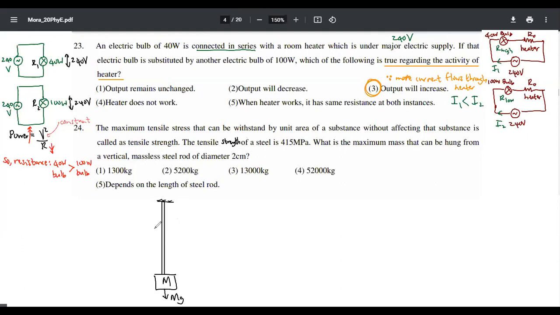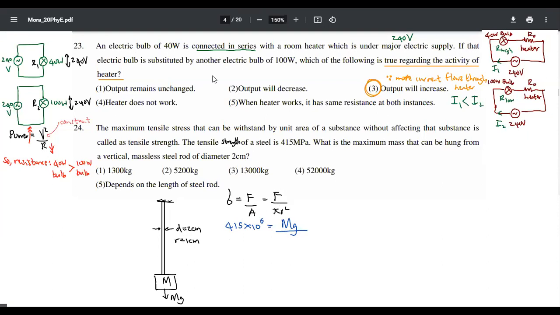Diameter is 2 centimeters. Then radius 1 centimeter. Equation, people. Equation is going to be stress equals force over area. The maximum possible strength which could be withstood is 450 megapascals, so 450 into 10 to the power 6. Force mg, we don't know m, we need to find m. And over area, you have to put pi r square.